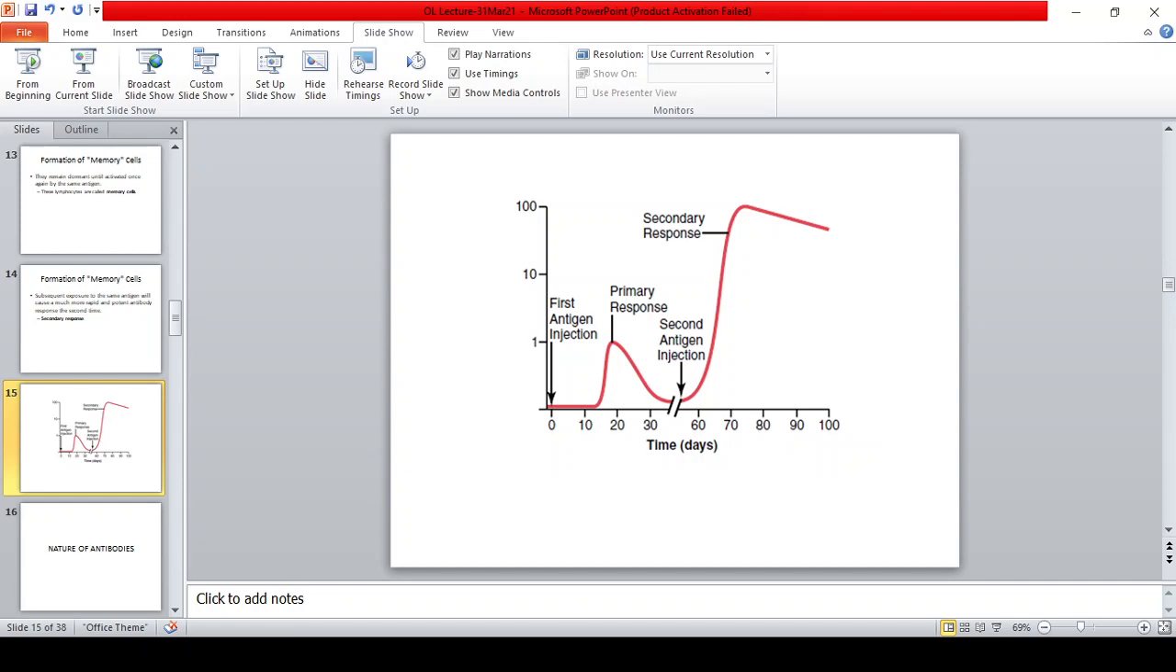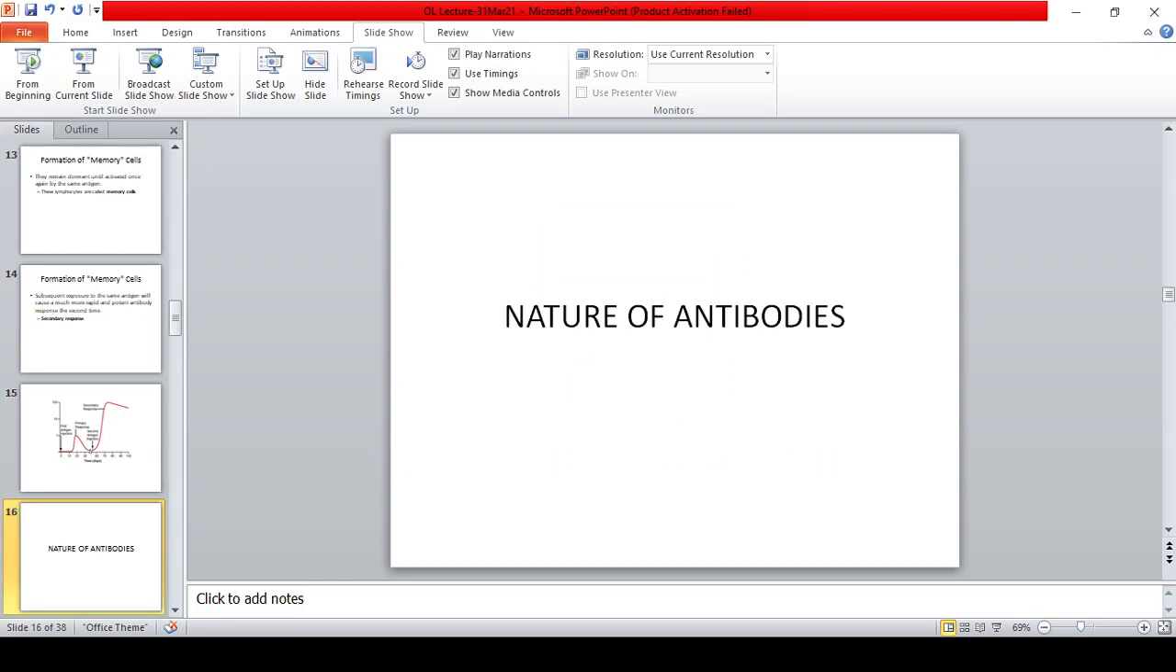This is the principle behind giving 2 shots of a vaccine. The first shot is the primary response, and then when the second shot is given, there's a much more rapid and potent response, and the antibodies remain for many months. So you can study this diagram from your textbook. And now let's move on to the nature of the antibodies. That is, what is the structure of these antibodies?